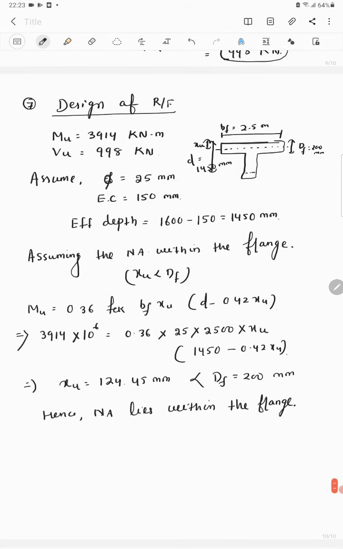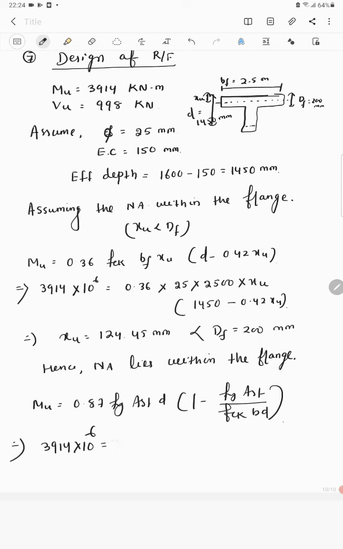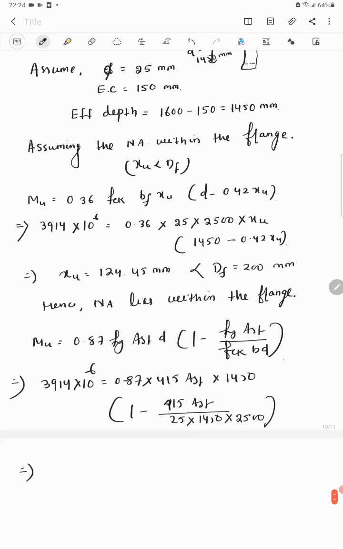If the neutral axis is lying within the flange, now we can calculate the area of steel like a rectangular beam: 0.87 fy Ast d into (1 minus fy Ast divided by fck b d). I just put all the values. D is 1450 into 1 minus... So solve this, you will get an area of steel of 7750 mm².